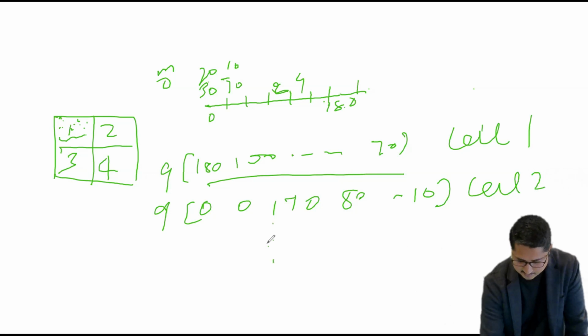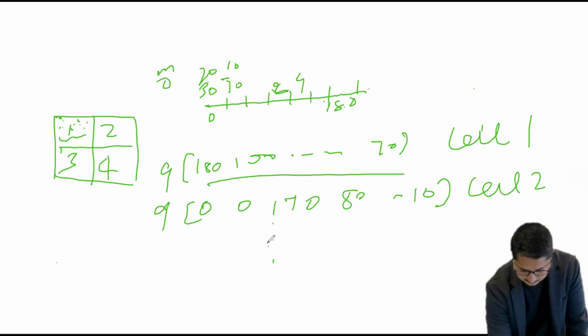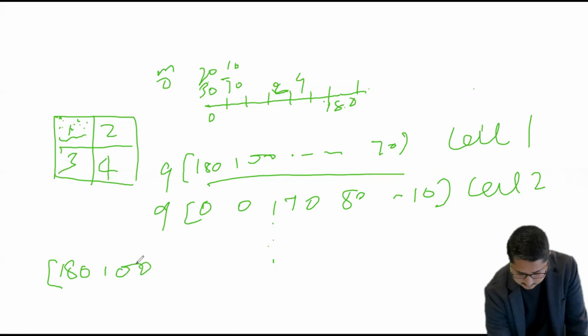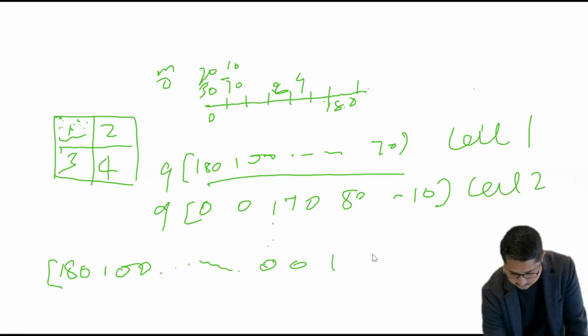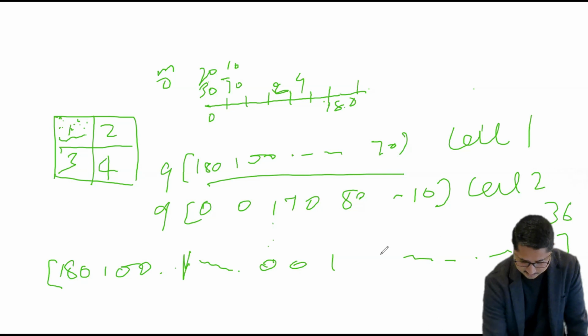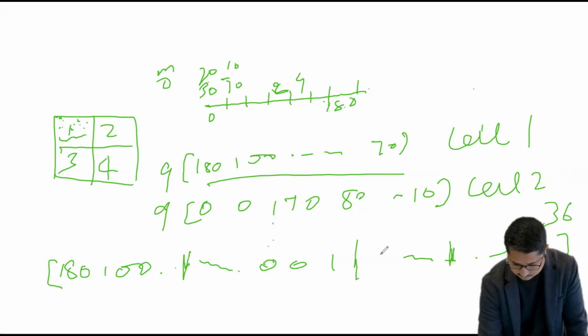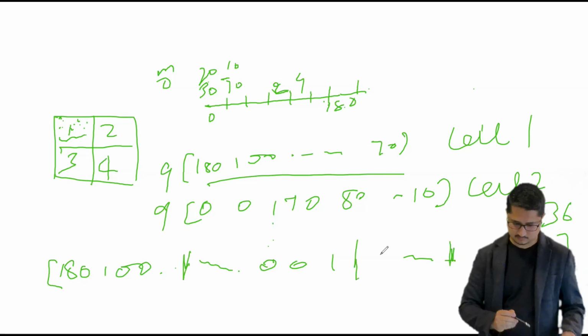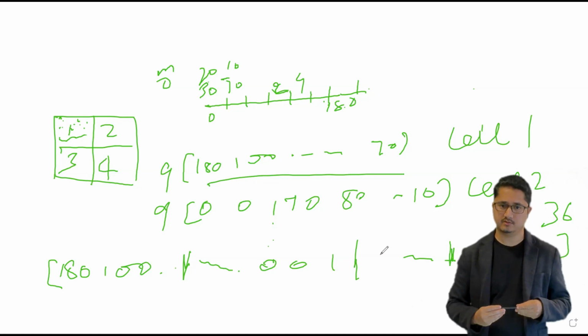So your final feature vector will be a long feature vector. You just concatenate. This is coming from your first cell, 9 different values. Then the second cell, and so on and so forth. And this will have 36 different values. That's it. So you're concatenating like this. You get it now?